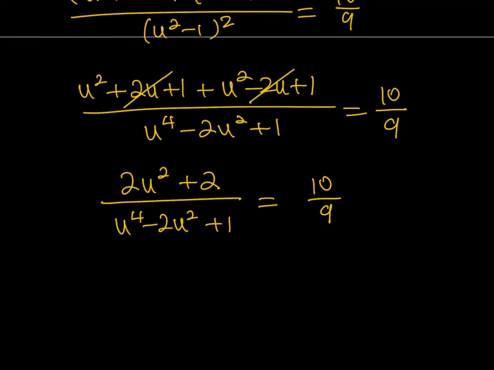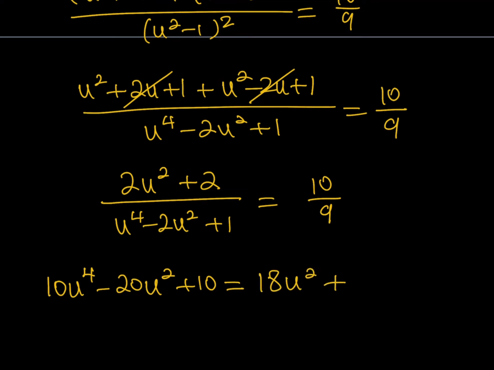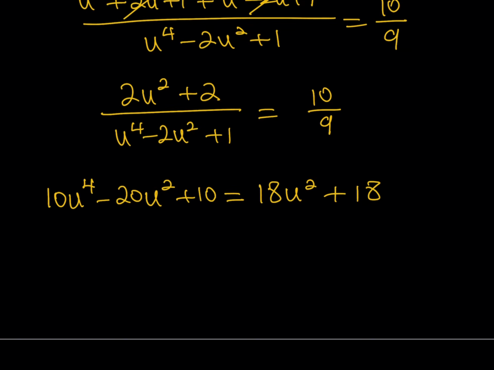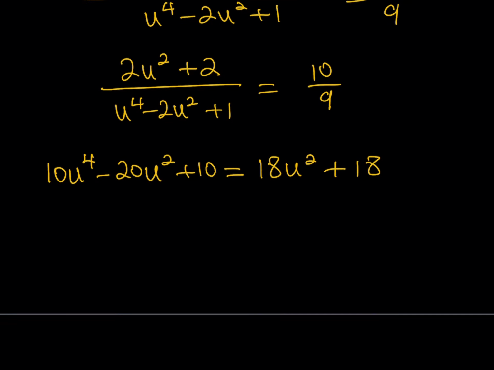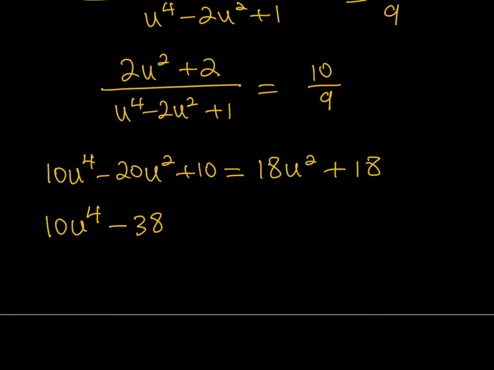If you distribute the 10, you should be getting 10u⁴ − 20u² + 10. And on the right-hand side, I should be getting 18u² + 18. Now, to make it a full quartic, I'm going to put everything on the same side. So it's going to look like this: 10u⁴, then −20 − 18 is −38, u², and 10 − 18 is −8. Okay, cool. So this is my expression, finally.